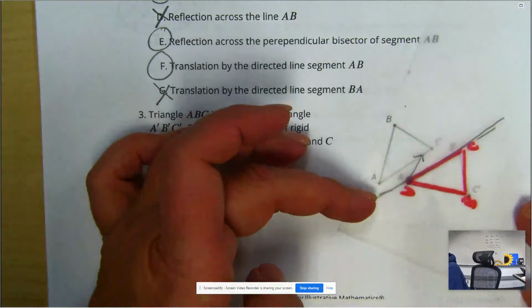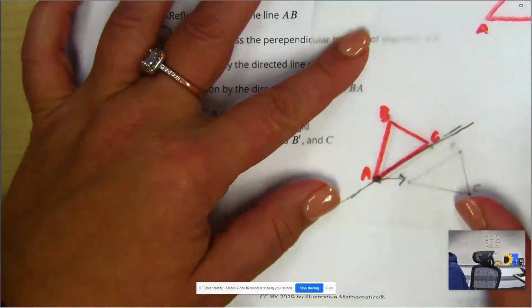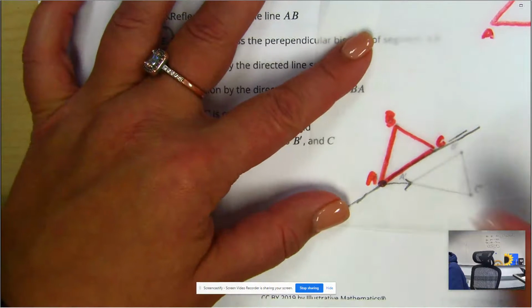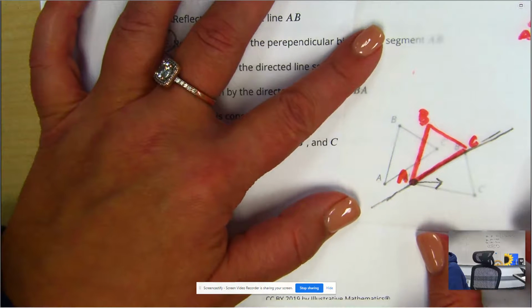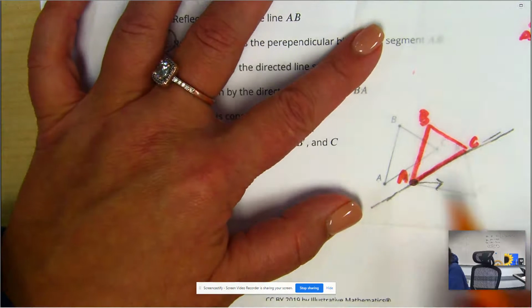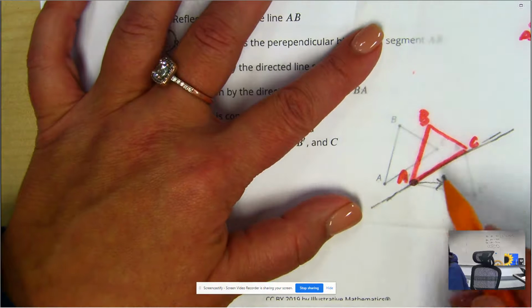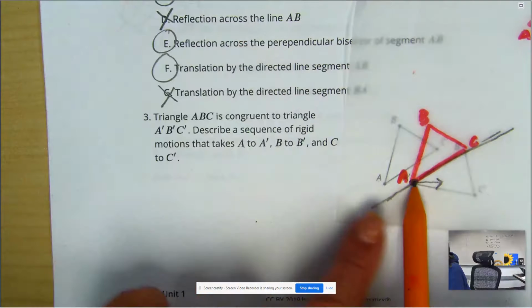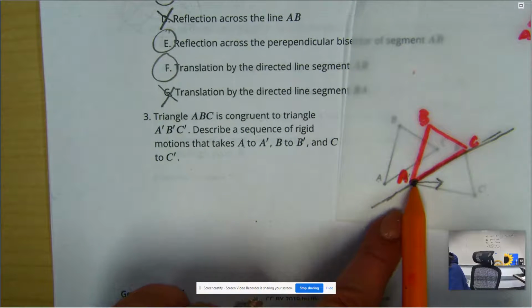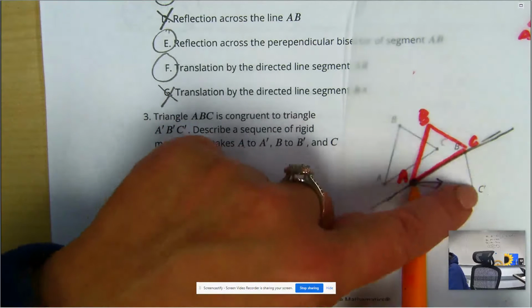Oh no, that's not right. Hang on. A to A prime. Because that's C. Oh, we're going to redo. That's not a reflection, because that would bring B to C. It's going to be a rotation, right? So now I'm going to rotate it clockwise until C coincides with C prime.